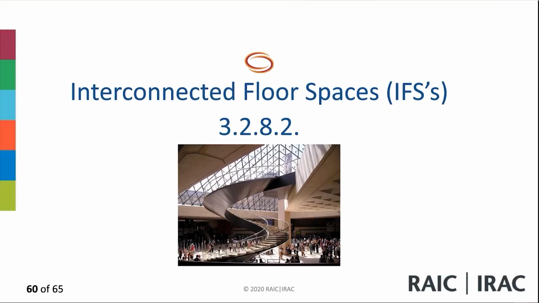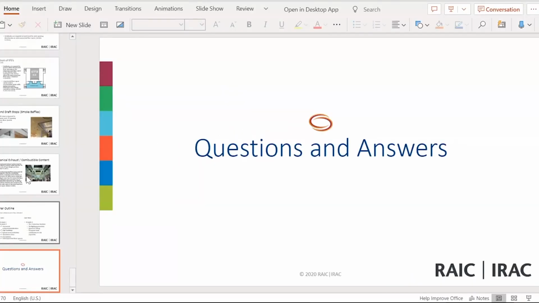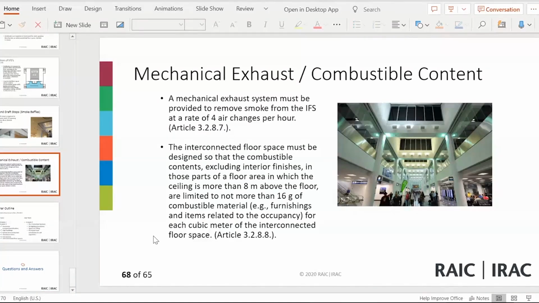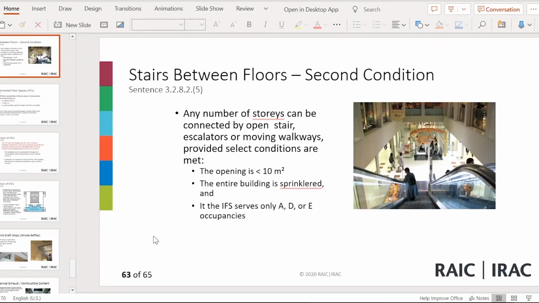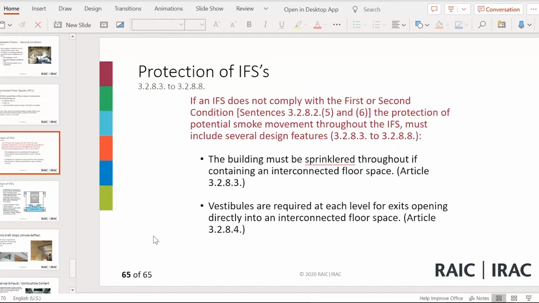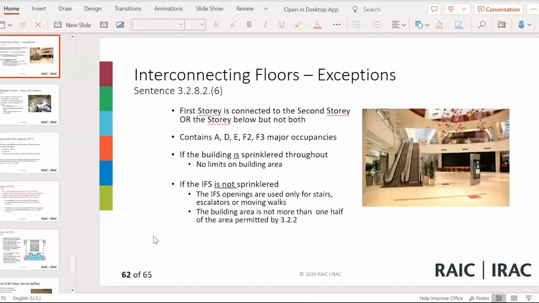Let's take a look at the interconnected floor spaces. We are at 508. I think I want to leave the interconnected floor spaces for tomorrow because that's the only thing that's left for today. And I leave it for tomorrow because it's already 509, and I want to make sure that I go through it in a more paced way than the mezzanines.